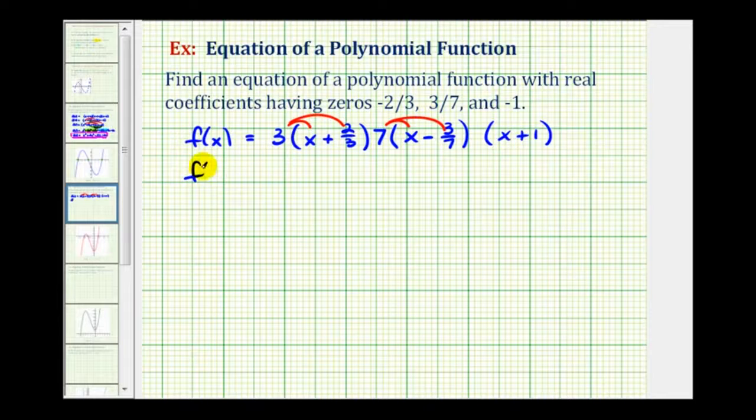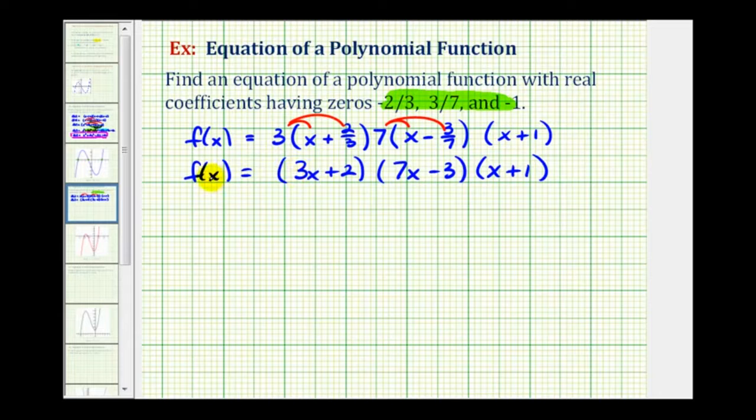So we'll have f of x equals, the first factor would now be 3x plus 2. Notice how the 3 here and the 3 here simplify out. The second factor would now be 7x minus 3. Again, notice how the 7s simplify out here, and our last factor is still x plus 1. Now if you can actually go straight from having these zeros here to these factors here, that's great, it'll save you some time.